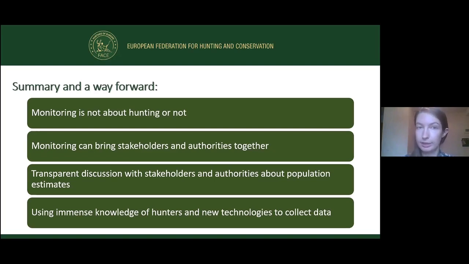And I want to highlight again the immense knowledge and resources hunters hold. We have heard a lot about camera traps that hunters are more and more using on their hunting grounds, but there are also new technologies available, such as applications for phones. And I'm very excited to hear the presentation from Hunters & Co. with CIC about a new promising application. Thank you very much.